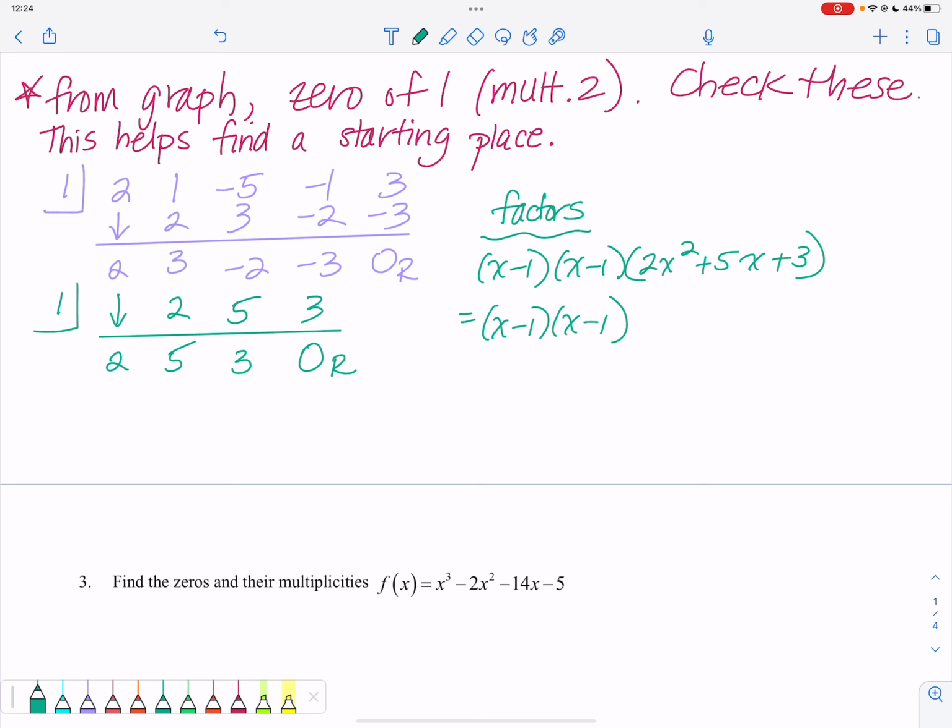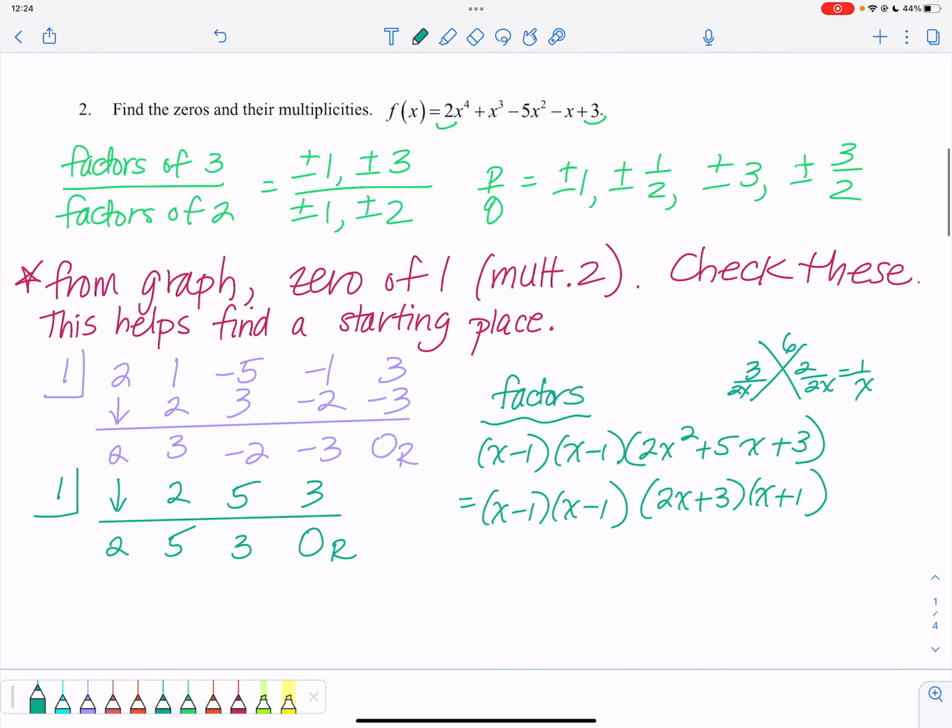And if you factor that quadratic, so we have a 6 as a times c and a 5, so we'll add up a 3 and a 2, and we'll divide by 2x. And we will have 2x plus 3 multiplied by x plus 1. So the question here was to find the zeros and their multiplicities.